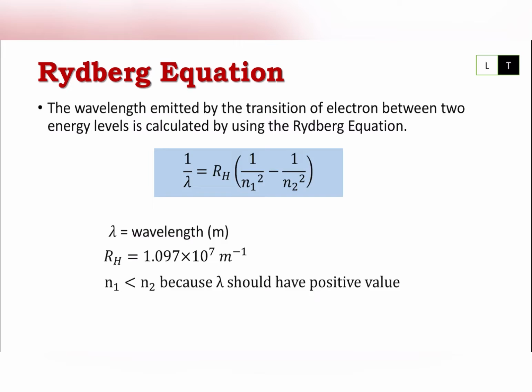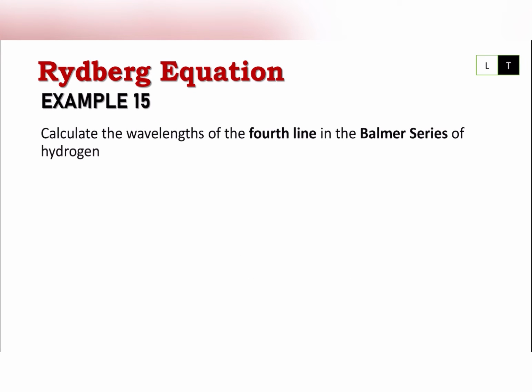So let's try one example together to calculate the wavelength of the fourth line in the Balmer series of hydrogen. For the Balmer series, the ground state or the lower energy level will always be N equals 2. So this is going to be my N final. Now I'm going to determine the fourth line. For the fourth line, we are going to use the next four numbers after 2. It's going to be N equals 6. 6 is going to be my initial because it's for the 6th energy level.